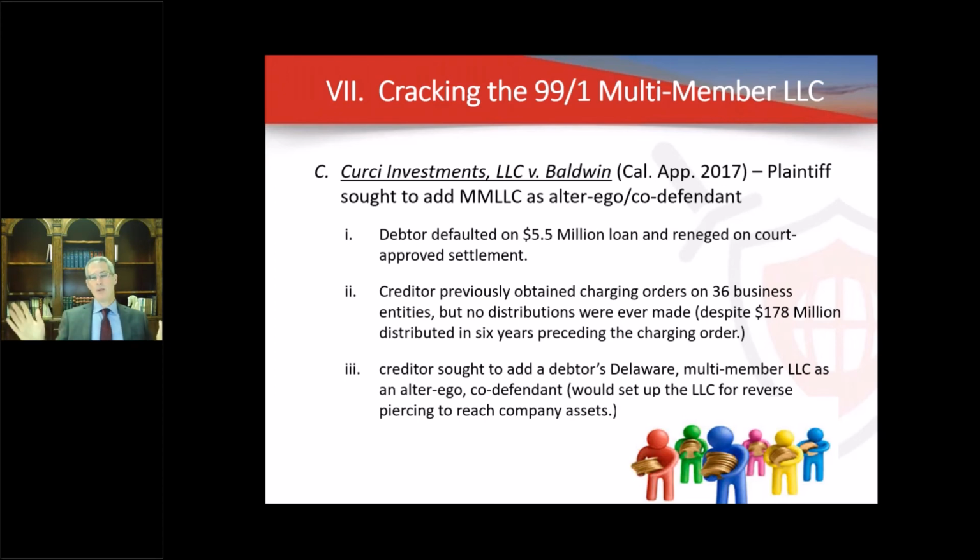and Baldwin says, even though I've made like $80 million in distributions over the last 4 or 5 years, 6 years actually, it's right here, I'm not going to give you any distribution. I'm not going to make a distribution. You're out. You're out. As an LLC, you can't get to anything. So he was kind of a bad actor in that regard.